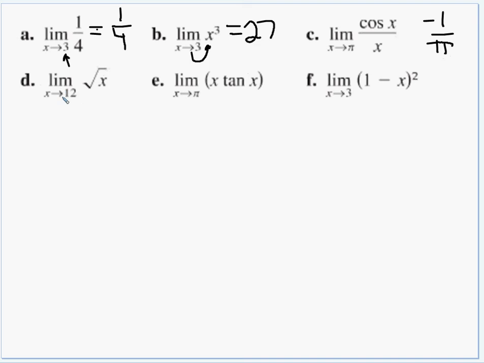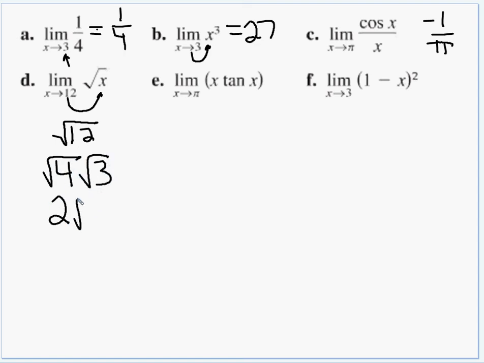Letter D, limit as x approaches 12 of root x, so that's going to jump in there and become a root 12. Now, hopefully you didn't leave it as a root 12. There is a hidden perfect square in there. 12 is 4 times 3. Root of 4, that's going to turn into a 2. 2 root 3. Much better.